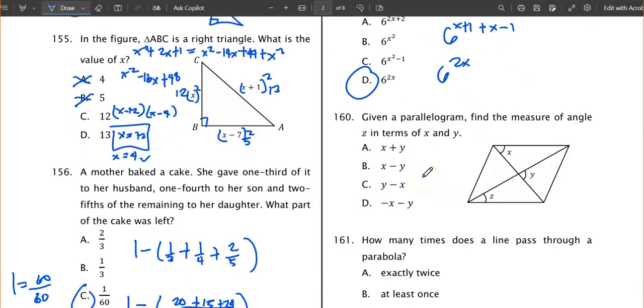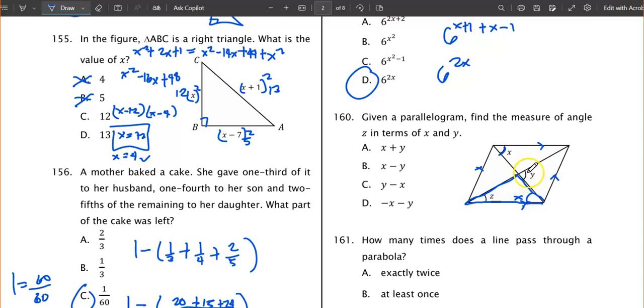160. Given the parallelogram, find the measure of angle Z in terms of x and y. So this is parallel, and parallel. Now, if we're going to look at this triangle, focus on this triangle. Before that, this and this are congruent, right? Because again, they are alternate interior angles of your transversal. And this is the exterior angle.